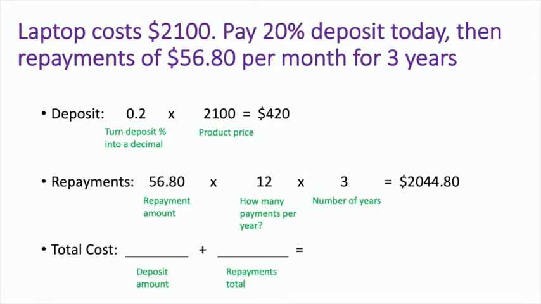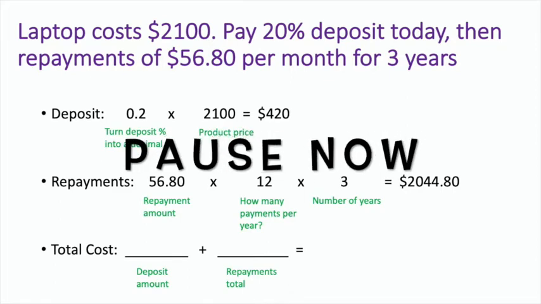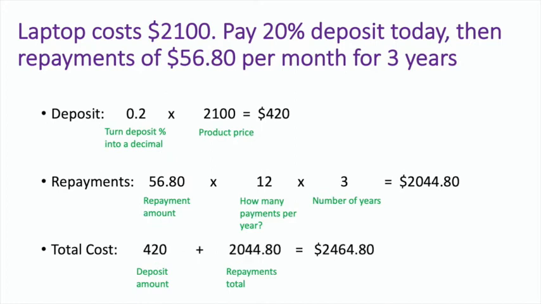To work out your total cost, it's your deposit amount, so the amount you paid the shop on the day you bought the laptop, plus the total amount you paid them as part of your repayments plan. And that'll give you the final cost of your laptop. So the laptop ended up costing you $2,464.80. While it sounded like a good idea at the time, because the shop said only pay me 20% today and give me a little bit each month, you found that you've ended up paying more than the original price of the laptop on these plans. So it's really important to understand these steps so you know if you're getting ripped off or not.